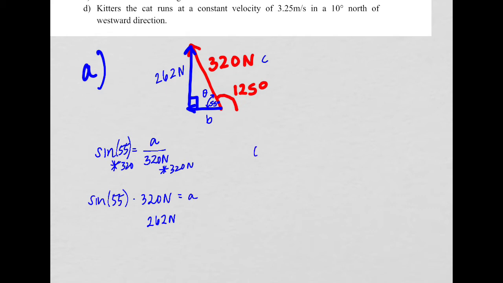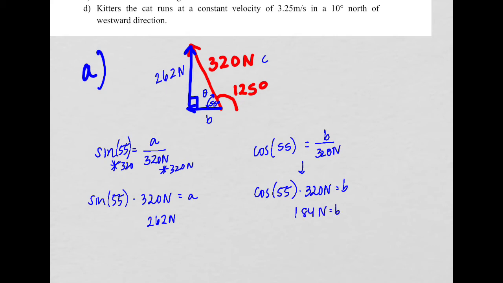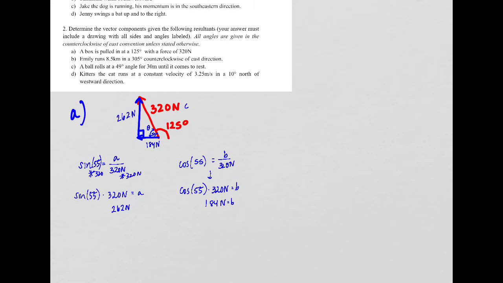All right, now all that's left is B. I'm going to use cosine of theta, which is 55, and that is equal to the adjacent, which is B in this case, over the hypotenuse, which is 320 newtons. When I rearrange, I get this. When I plug that into my calculator, I find that B is equal to 184 newtons. All right, so there we go. There is my 184 newtons. There is my answer for letter A.